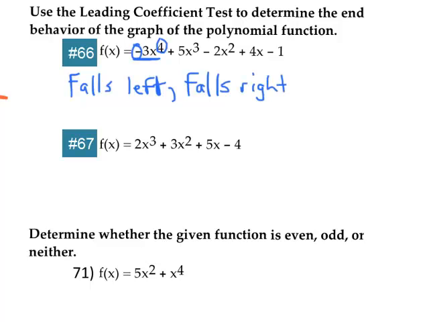I would copy down that chart onto your cheat sheet if I were you. This was chapter 11, it should be in 11.1, so that you have it with you to be able to do this on the test. This is odd and it's positive, so that means it falls left, rises right.